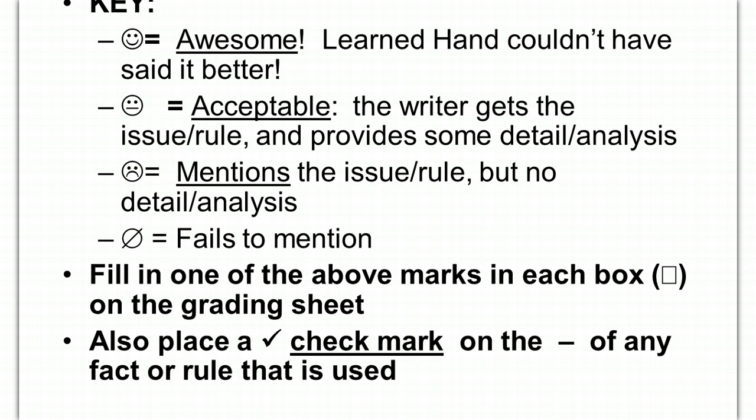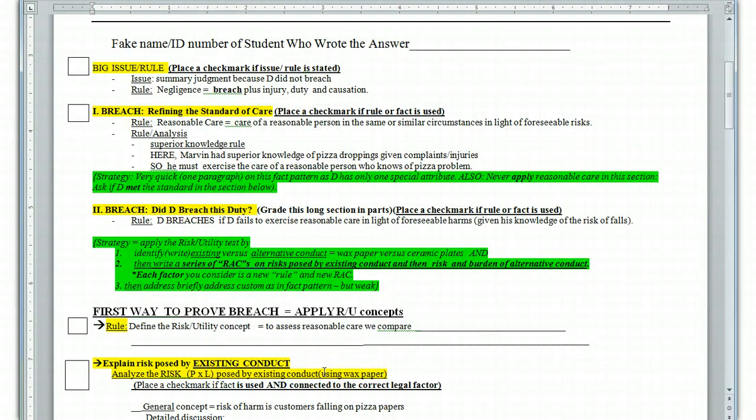Let's take a look at the grading guide I provided for you. Right at the top, I suggest how you should go about grading your own answer, or if you've exchanged it, grading someone else's. At this point, you want to pull out the grading guide, which I've posted online, and follow along. The first thing your answer should do is identify the big issue at stake. This is given to you by the question. Is summary judgment appropriate because defendant did not breach? And as your rule, you would simply want to explain that negligence requires the proof of breach as an essential element, as well as injury and causation.